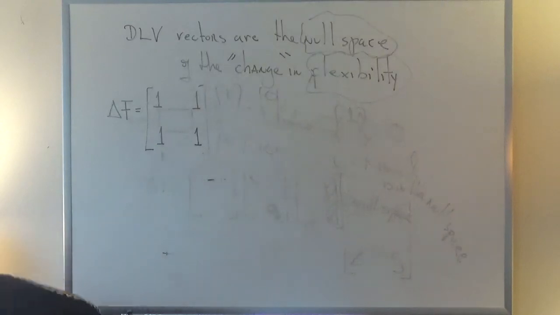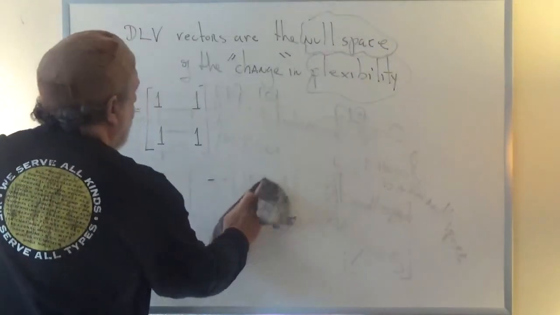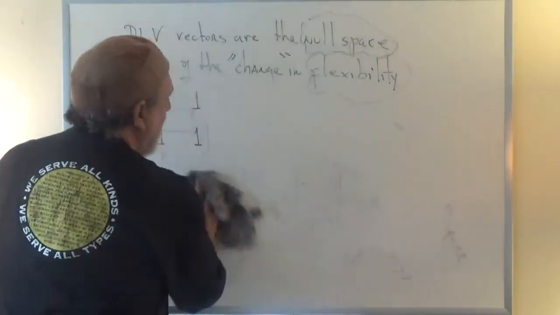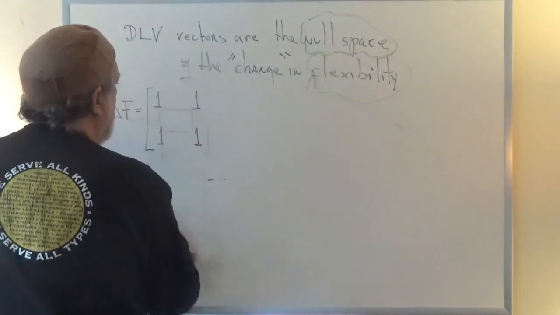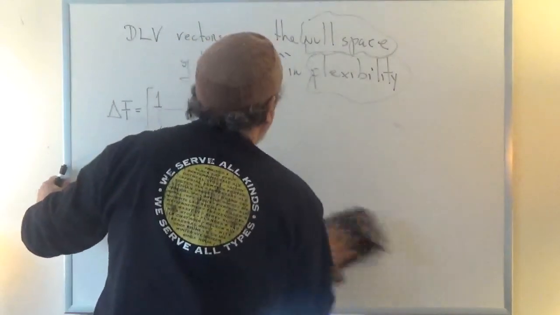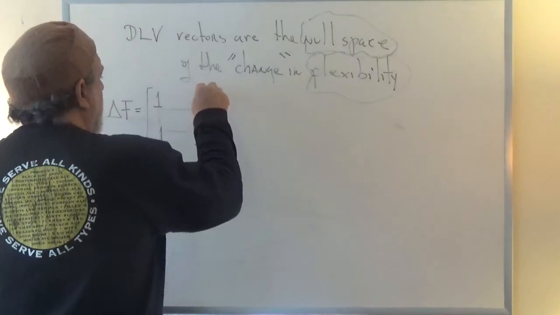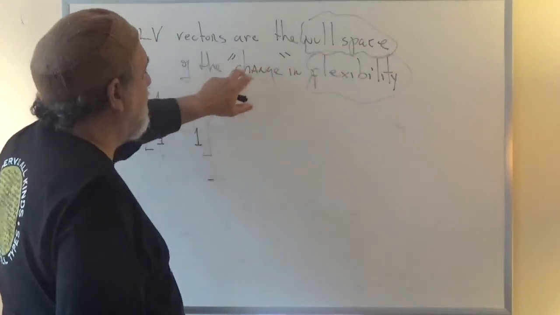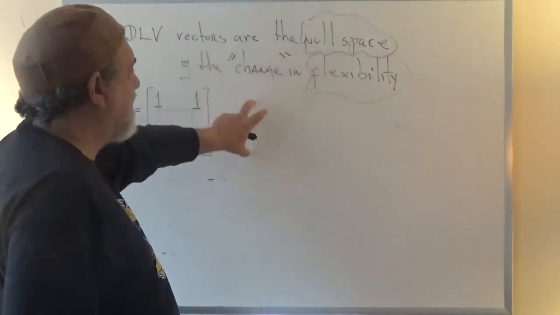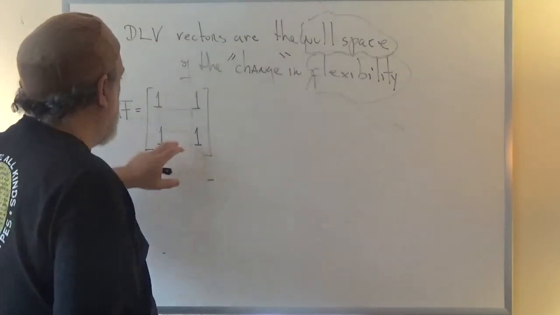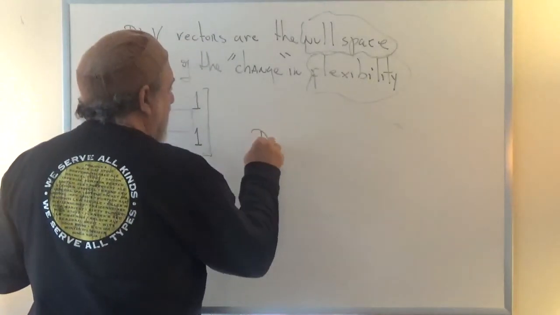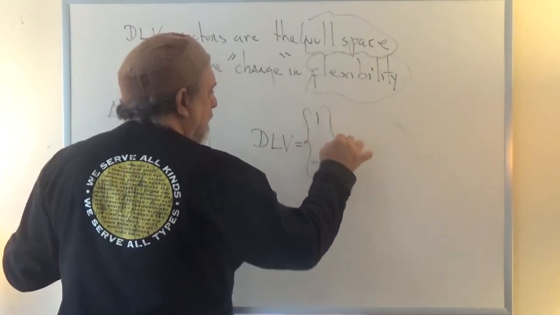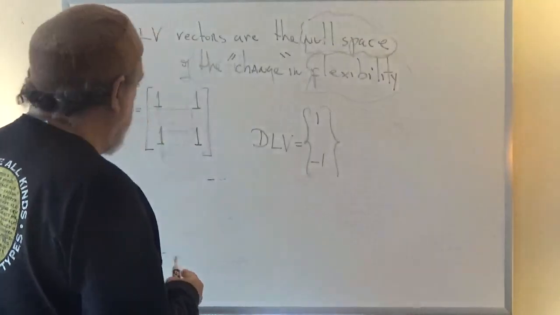And at this point, I believe we've gotten to the end, right? Have we gotten to the end? Yes, we've gotten to the end. Because we know that the DL vectors are the null space of the change in flexibility. We saw how we can get the flexibility, how we can take the change, and what the null space is. And so the DLV in this case is only one vector, and it's 1 and minus 1. Or 2 and minus 2, it doesn't matter.